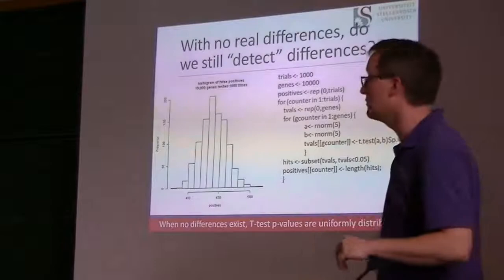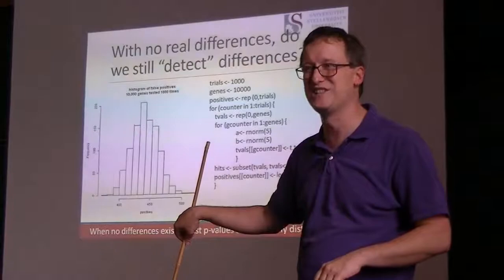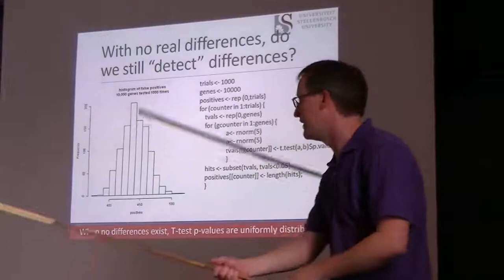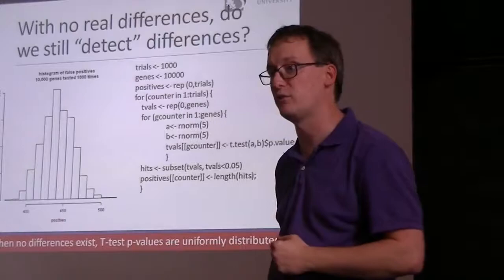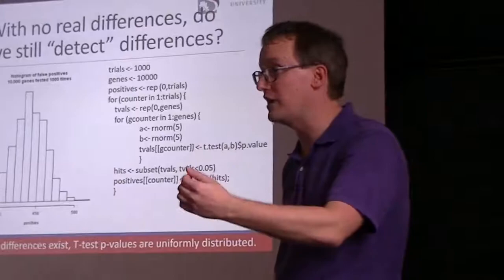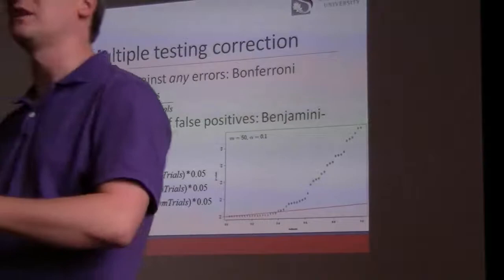By the way, if you try to run this code, expect your laptop to be occupied for about 30 minutes. Doing 1,000 tests of 10,000 genes does take a while to run. So here we see that we've got about 5% of all of these results turning up positives even when we know none of them are real. This is our argument that we must have multiple testing correction for these p-values to be interpretable. Otherwise, you're going to be producing plenty of false positives just by random chance alone.